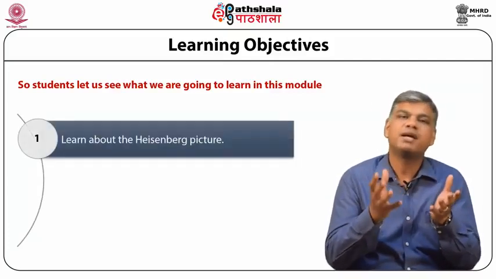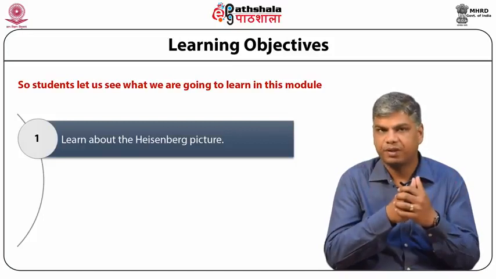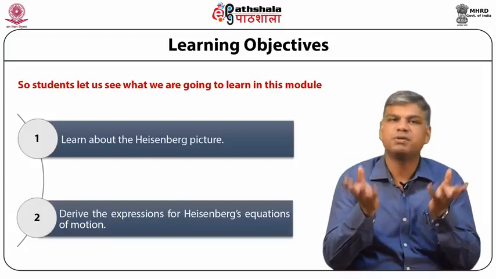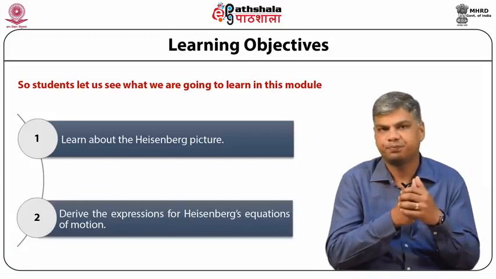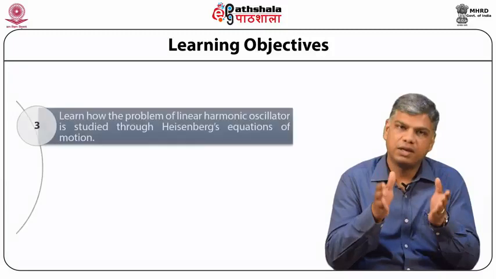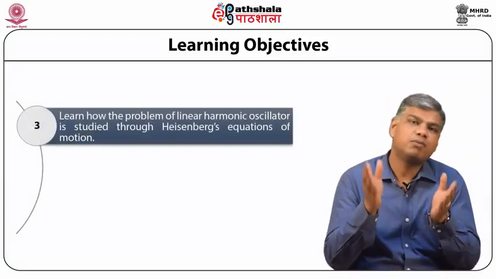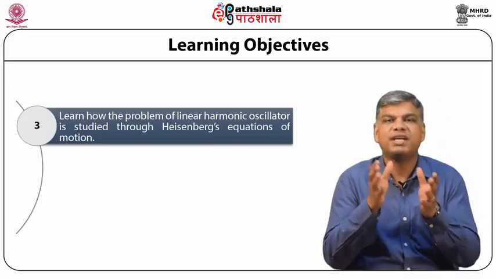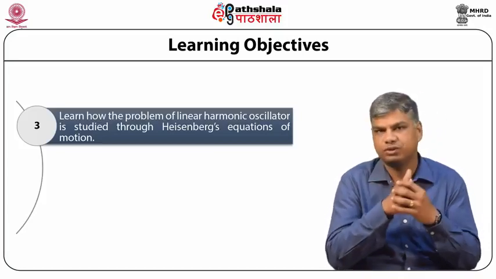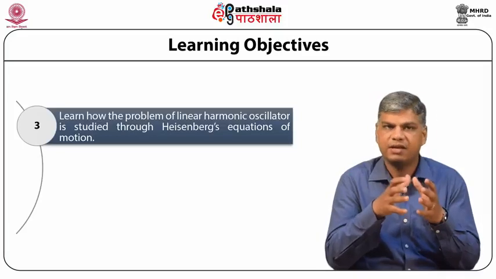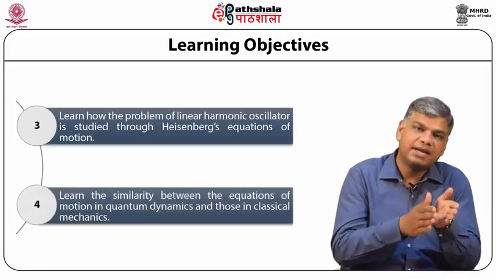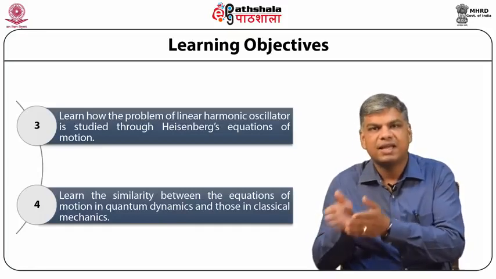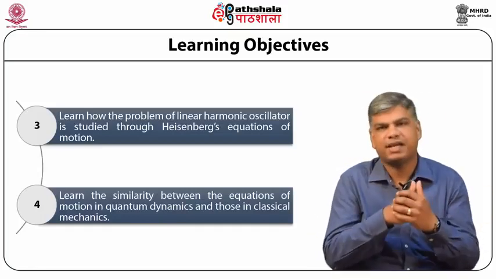Firstly, we'll learn about the Heisenberg picture. Then, we'll derive the expressions for the Heisenberg's equations of motion. After that, we'll learn how the problem of the linear harmonic oscillator is studied through the Heisenberg's equations of motion. Then, we'll learn the similarity between the equations of motion in quantum dynamics and those in classical mechanics.